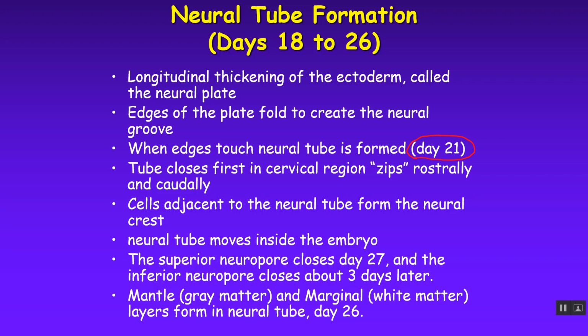And then eventually that neural tube differentiates initially into this mantle layer, which is going to form your gray matter, and the marginal layer, which becomes the white matter of the spinal cord. That gray matter then is going to eventually further differentiate into that alar plate, basal plate, motor, sensory areas. And that's about day 26. Some of those exact days are not as important as just knowing a lot happens in that first 30 days.